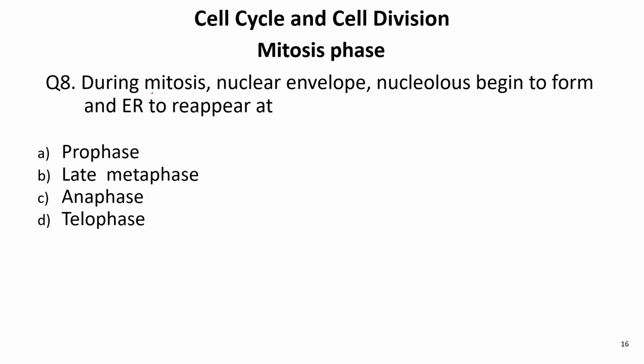Now next question is, during mitosis, nuclear envelope and nucleolus begin to form and ER reappears at which stage? Alright, earlier question they were asking disappear, now they are asking reappear. In prophase, we know there is disappearance of nucleolus, nuclear membrane and the cytoplasmic organelles. Metaphase, chromosomes are lying at the equator. Anaphase, there is separation of the chromatids during mitosis. That's why it is known as equational division. And during telophase, which is the reverse of prophase, the nuclear envelope, nucleolus and the cytoplasmic organelles all reappear. So what should be the answer? Answer is the telophase stage.